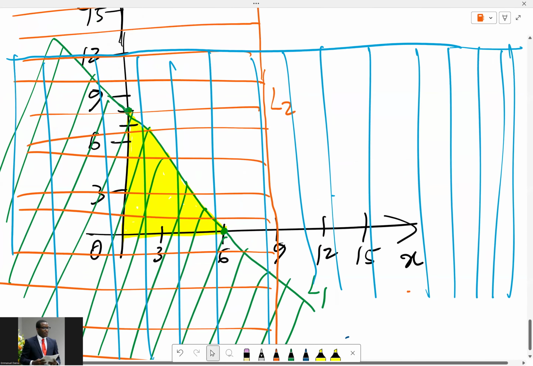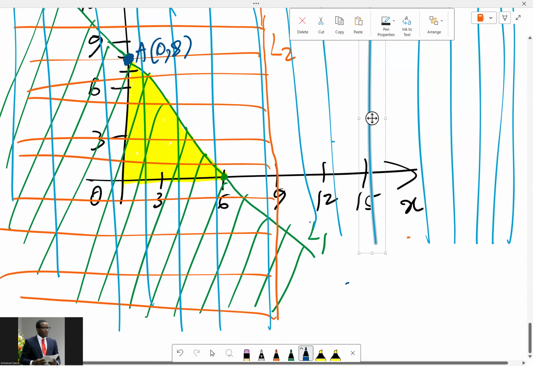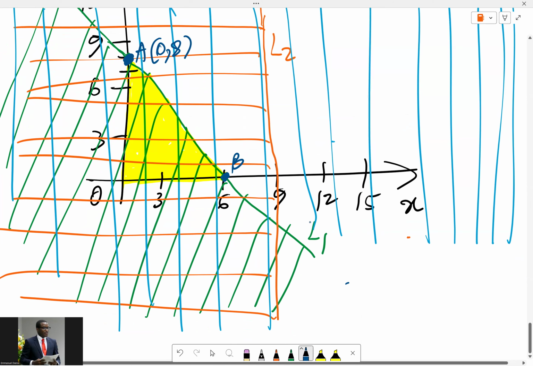We have this point. This point, you can call it A, which is (0, 8). X is 0, y is 8 there. Then, of course, the origin, you already know that won't give you anything. Then you have this other one, which is B, and B is (6, 0). So those are the 2 corner points we have.